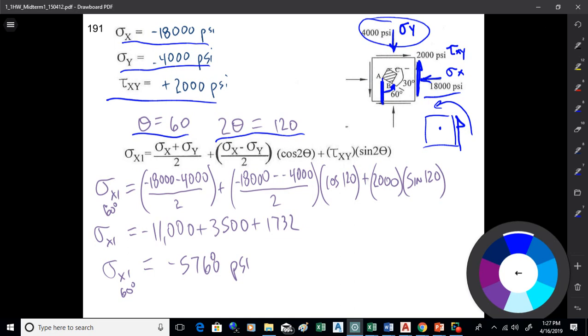You've got a bunch of calculations to do. Just plug it into that formula, formula 25. I forgot to check in Moodle, but I'm pretty sure I've got a spreadsheet there that you can just download that'll do this for you if you want. You just plug the numbers in, the angles, run the numbers, and I get negative 5768. So that's the stress on the 60 degree plane.